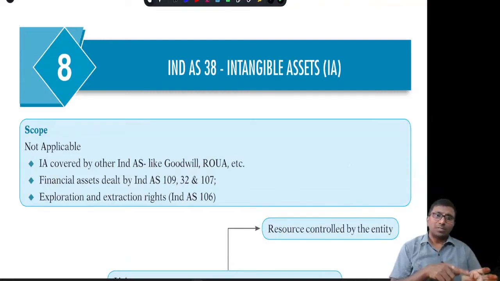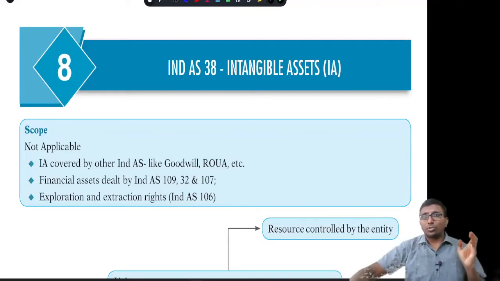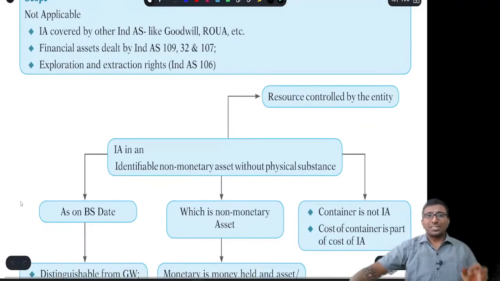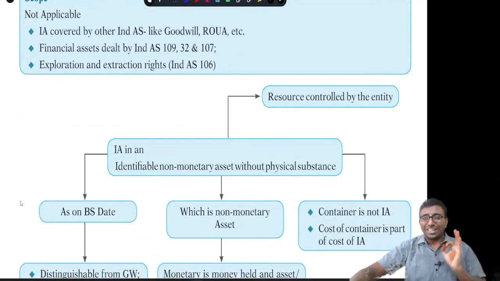It is also not applicable for financial assets, which are dealt with by Ind AS 109, and for exploration and mineral rights; obviously this is not applicable there either. You need to refer to either Ind AS 106 or industry standards. What is an intangible asset? An intangible asset is an identifiable non-monetary asset without physical substance. Identifiable is one word, non-monetary is second, asset is third, and without physical substance.